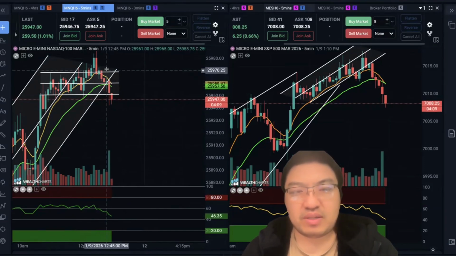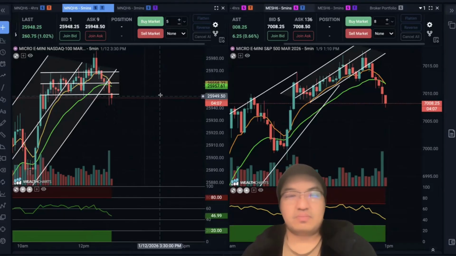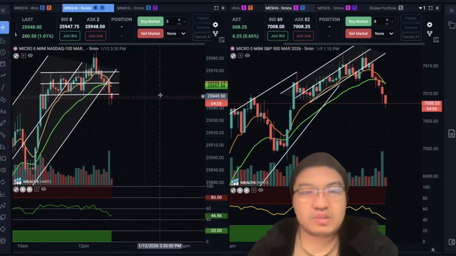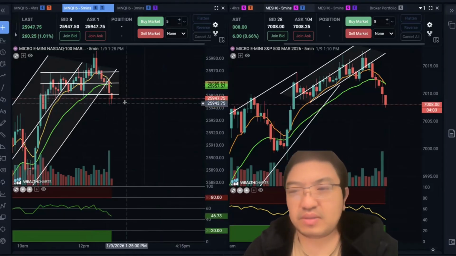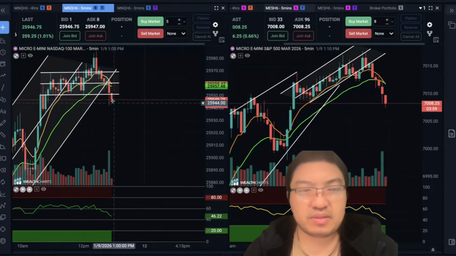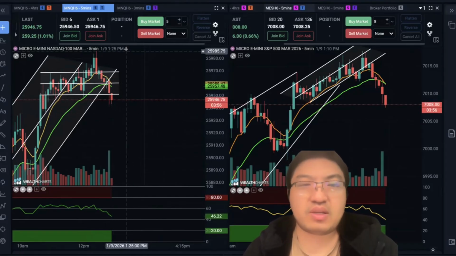set my entry order somewhere here. Then there is some support here. So either you break or you get a bounce back. Then this is another liquidity sweep and quickly bounces back.